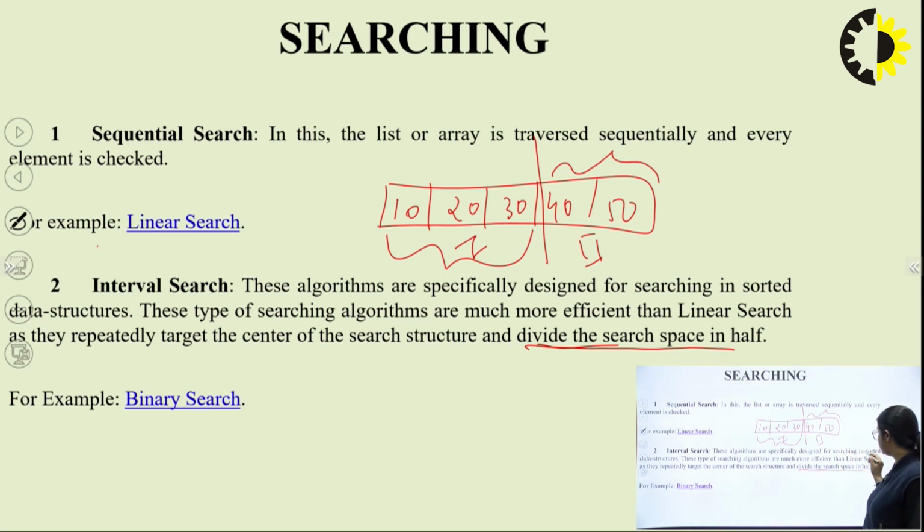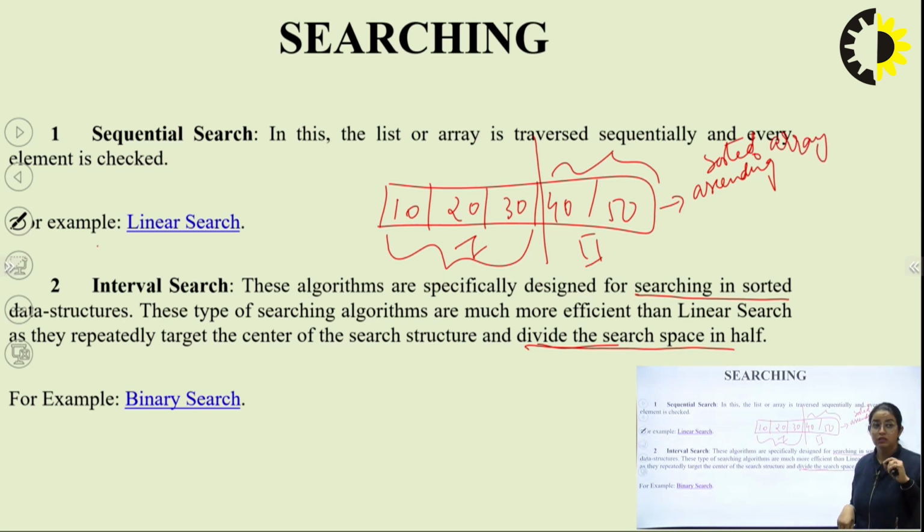As you see, these are designed for searching in a sorted data structure. Now what does sorted data structure mean? Sorted means our data should be arranged either in ascending order or in descending order. Like this, I am taking this array of elements. Here my data is sorted in ascending manner. Now you can say this is the sorted array.